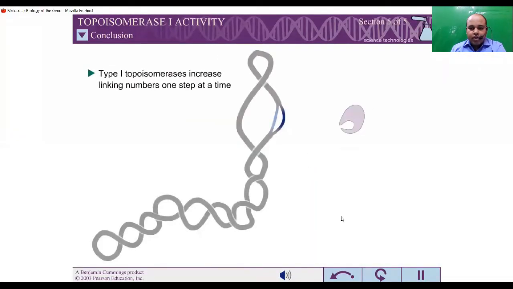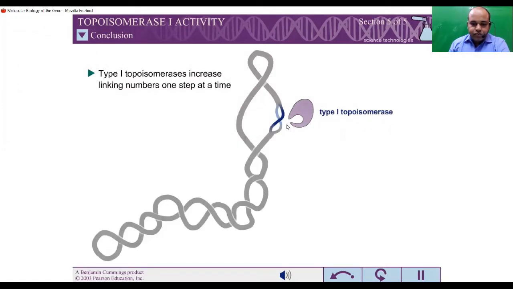The topological state of DNA. Now we have reached the conclusion of the type 1 topoisomerase. Now we will be ending the type 1 topoisomerase exercise. Please look at the conclusion of how the topoisomerase works. A very simple exercise this was, so please pay attention here. It is controlled by a class of enzymes called topoisomerases. Type 1 topoisomerases relax supercoiled DNA by increasing the linking number one step at a time. So this type 1 topoisomerase is going to act one step at a time. One step it is going to work, and then another step, and so on.